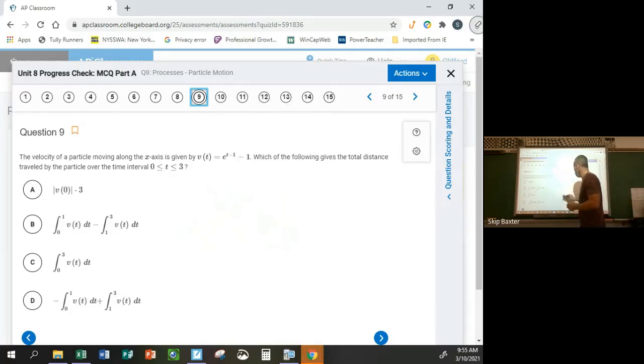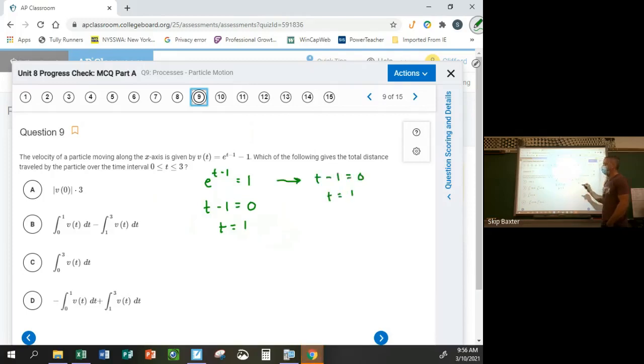Okay, so that's what I'm going to do. I'm going to set this equal to 0 to determine where I need to take integrals separately. So e to the t minus 1 equals 1. How do you solve that? Yeah, okay, so there's two ways to think of this. You can either take the inverse of e, which is ln, in which case you get t minus 1 equals ln 1, or 0, so t equals 1. Or you could just think if e to some power is 1, the only way that works is if it's e to the 0 power. So then you could just reason through it, t minus 1 equals 0, and t equals 1, either way.